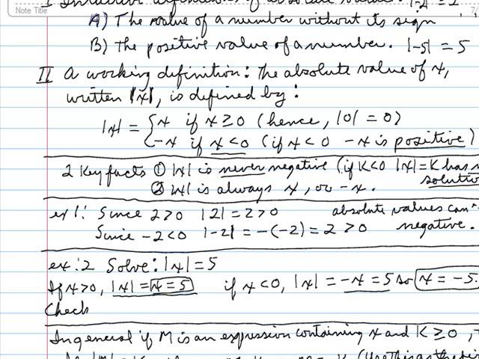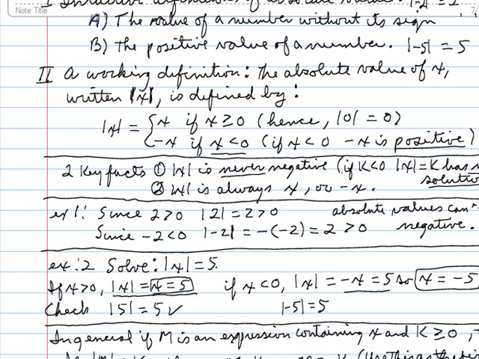Now I can make sure they're right by checking them in the original equation. If I check 5 in, I get the absolute value of 5 is 5. That certainly checks out. That's true. If I plug negative 5 in, I get the absolute value of negative 5 is 5. So again, I've solved the original equation. Both of those answers are good answers.